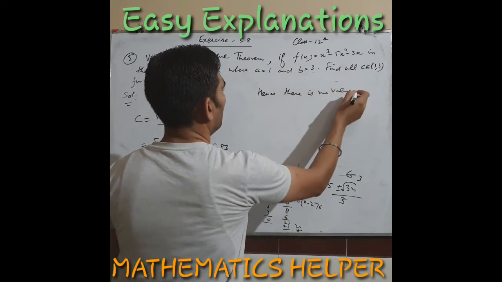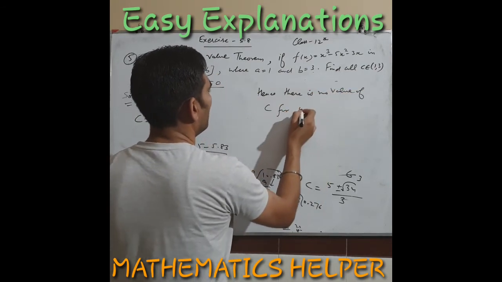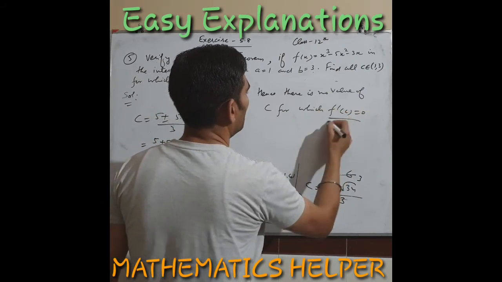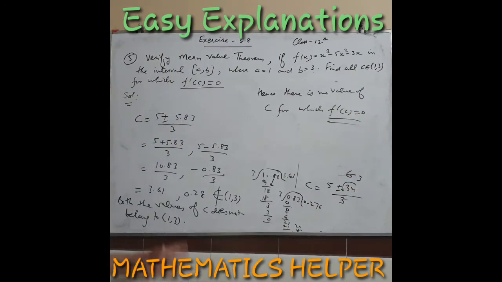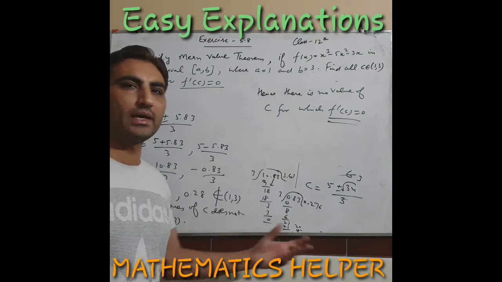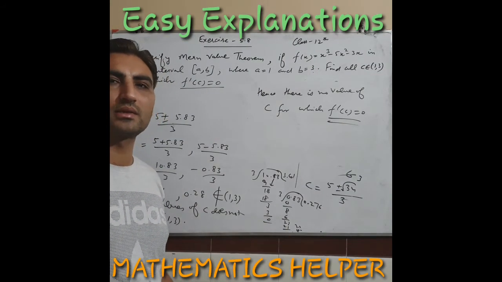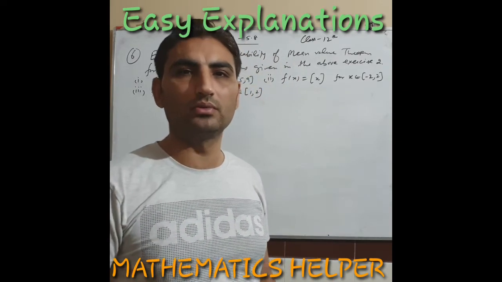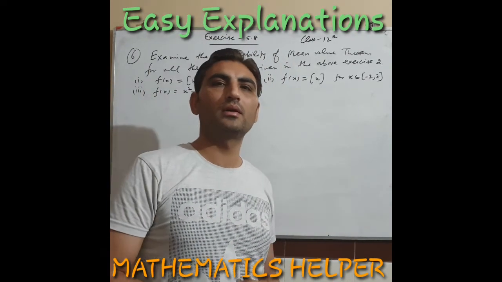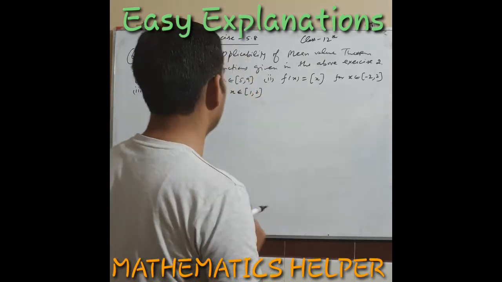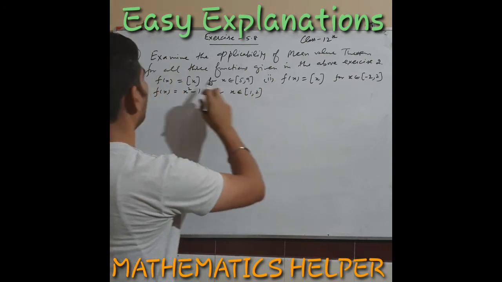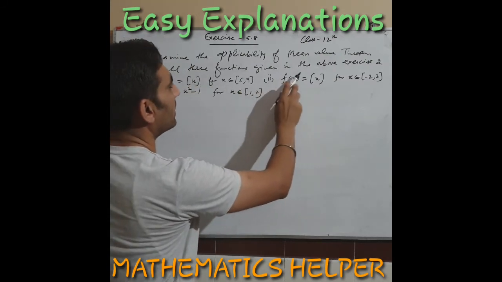No value of C for which the derivative of our given function at C equals 0. So this was our question number 5. See next what is given in question number 6. Students, question number 6 is based on question number 2. Already you have done this with Rolle's theorem. See what is given: examine the applicability of mean value theorem for all the three functions given in the above exercise 2.